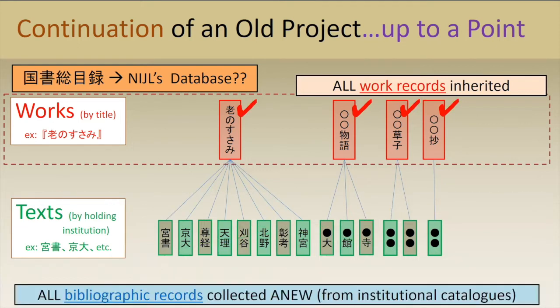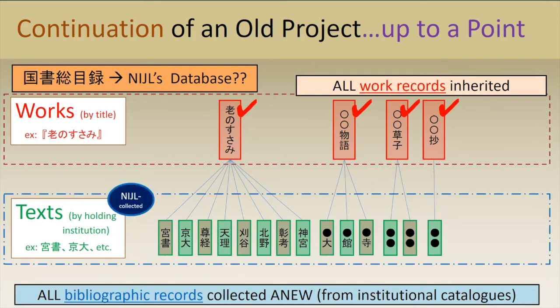But all of the hundreds of thousands of bibliographic records in NIJL's database have been collected anew since the start of the initiative from all the catalogs shared with NIJL by holding institutions. What this means as a consequence is that the coverage of NIJL's database is not the same as that of Kokusho Somokuroku. Of course, with all the hundreds of thousands of texts now cataloged in the database, most of the original Kokusho Somokuroku texts have also been, so to speak, successfully recatalogued by NIJL, but not all.